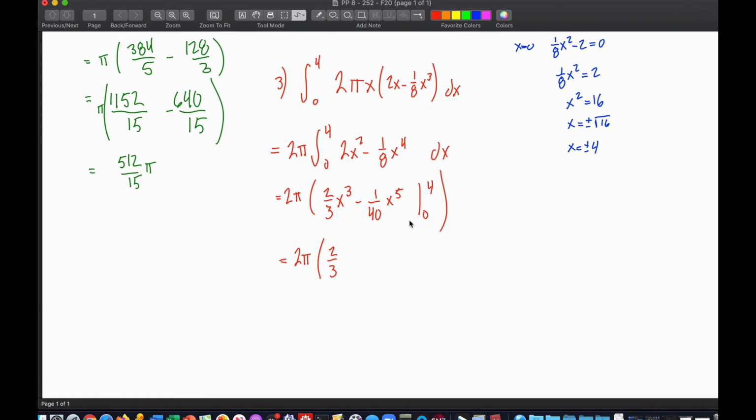Much like the previous example, plugging in 4s will be kind of miserable, but plugging in 0s will be wonderful. I change all the x's into 4s and get this expression. Change x's into 0s and just get 0 minus 0, which you don't have to write, but I always do. And now all I've got to do is figure out what this mess is equal to. Well, let's see. 4 to the 3rd power. 4 times 4 is 16. Times 4 again is 64. 64 times 2 is 128 over 3.